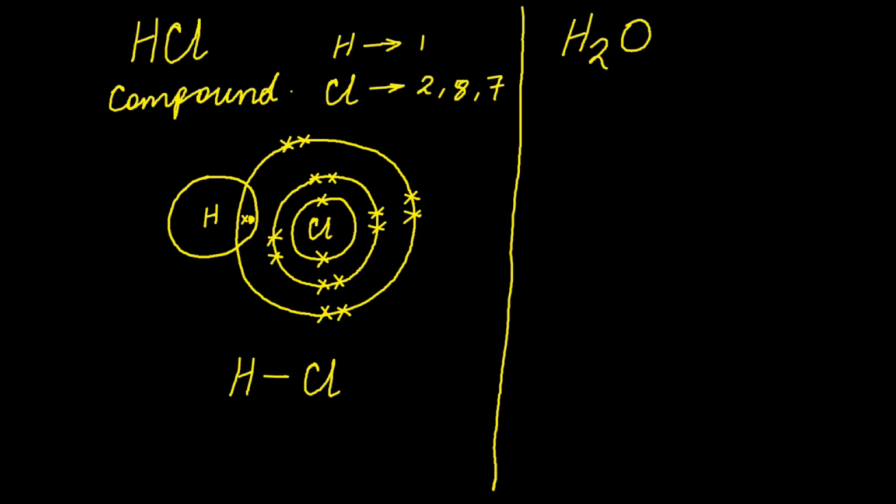H2O. Now what does this mean? This is a compound and it's made up of 2 elements, hydrogen and oxygen. How many atoms of hydrogen? 2 atoms. How many atoms of oxygen? 1 atom. Now the electronic configuration of hydrogen is 1, oxygen is 2, 6.